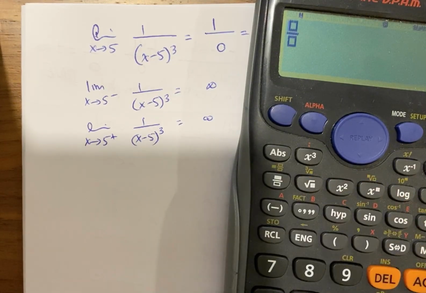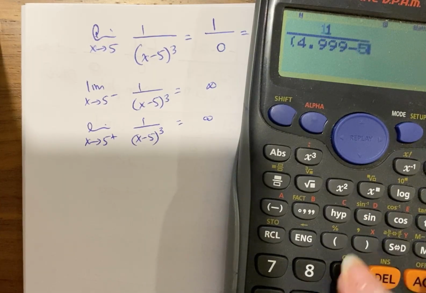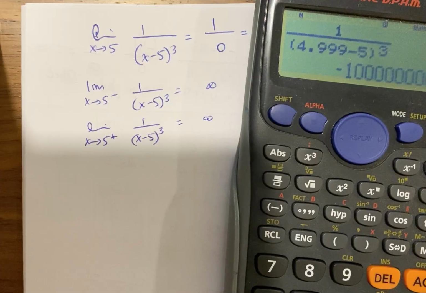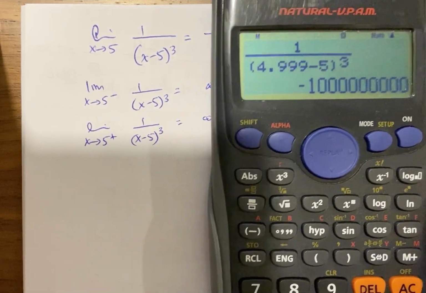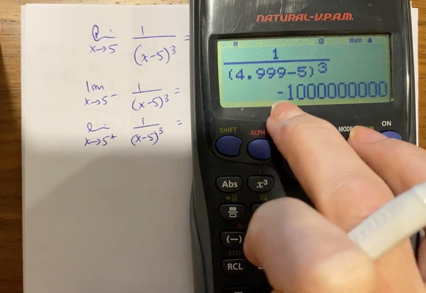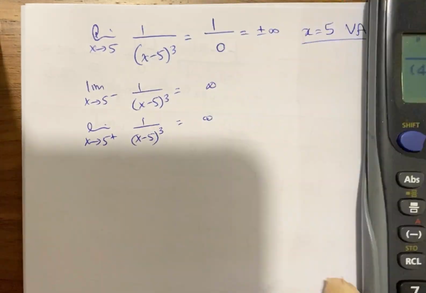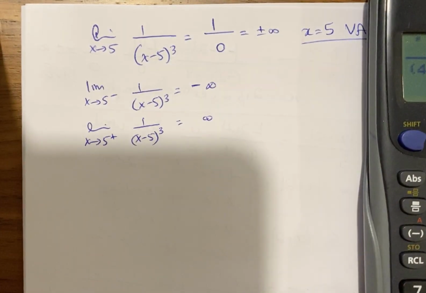So first, on the left, less than 5, like 4.999 minus 5, the whole thing cubed. Do you see how big the number is on the negative side? So this means that the numbers are becoming bigger and bigger all the way to minus infinity.